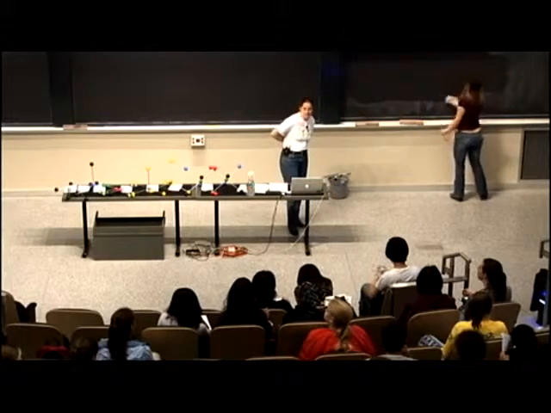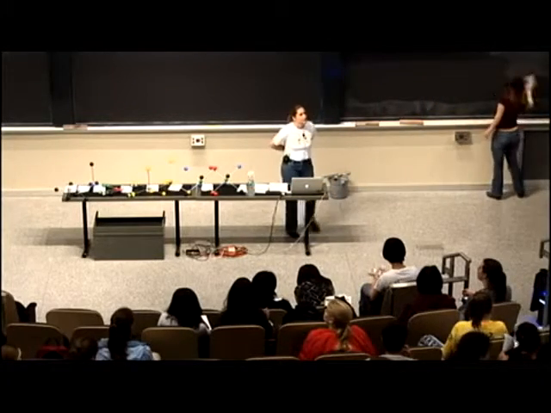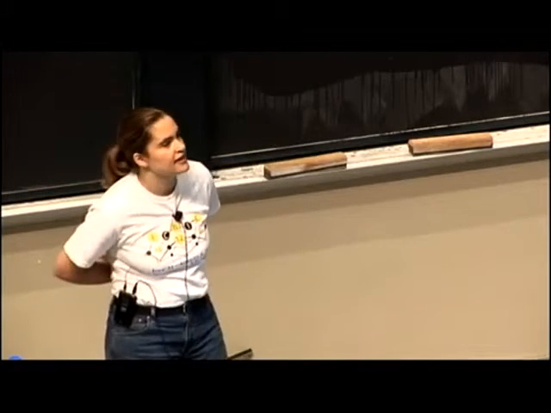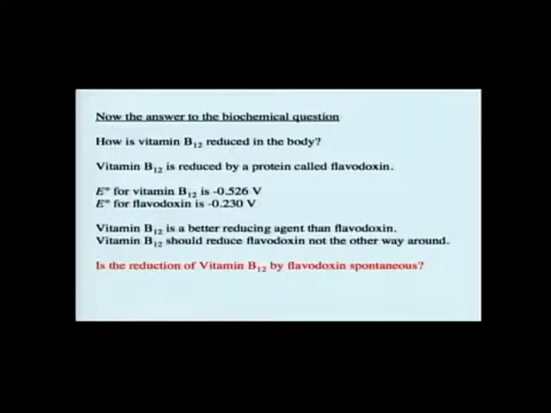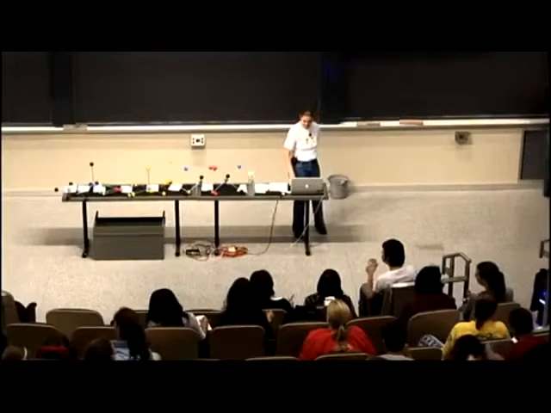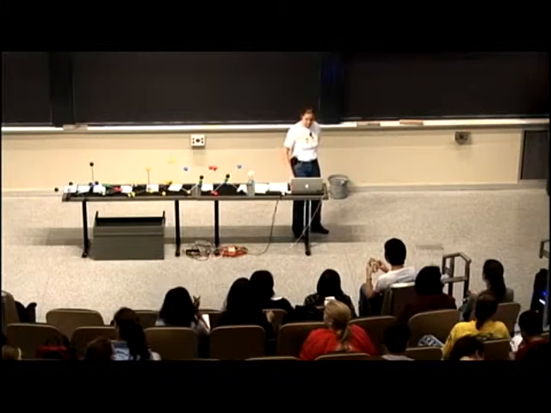So in your body, right now, you have a version of a flavodoxin protein, and you have vitamin B12 attached to an enzyme, methionine synthase. And for that to be activated, it needs to be reduced. So how is this happening? Let's consider whether the reduction of B12 by flavodoxin is spontaneous. It happens in your body, so one might think that it is. But let's look at that.